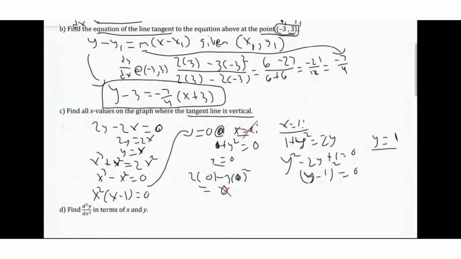What does dy/dx equal? Well, 2 times 1 minus 3 times 1 squared, which equals 2 minus 3, equal to negative 1, which is not equal to 0. So this passes the test. This is fine. And therefore, x equals 1 is our solution. x equals 1 is the only x value where the tangent line is vertical.